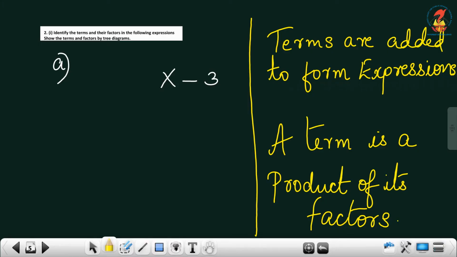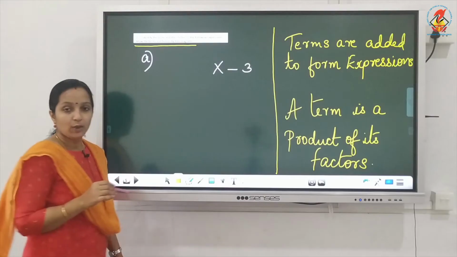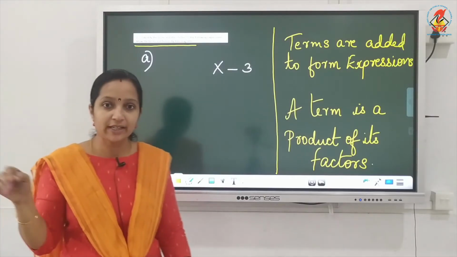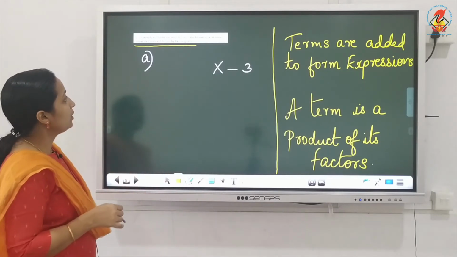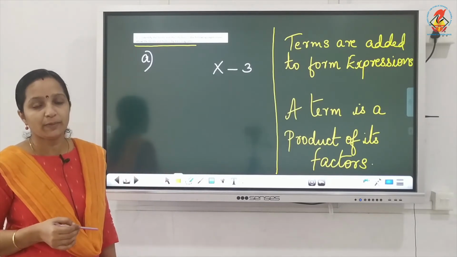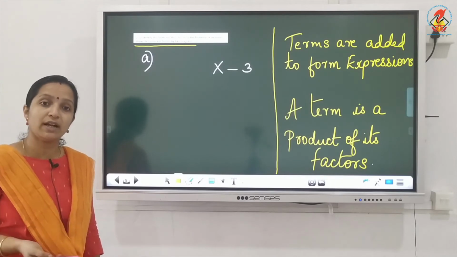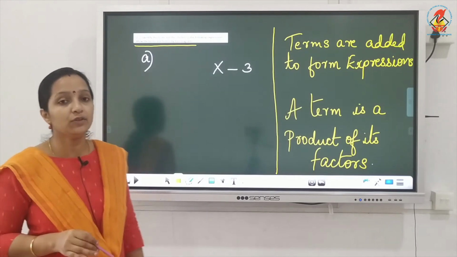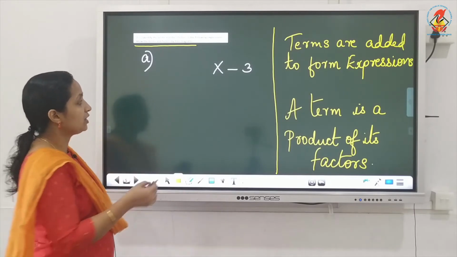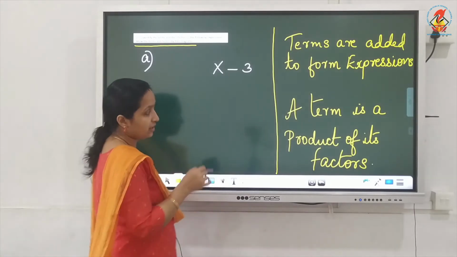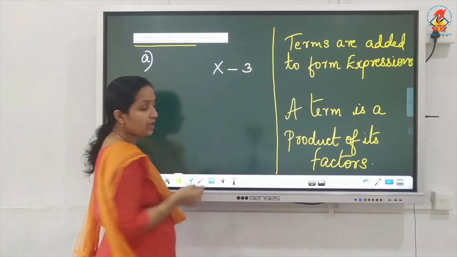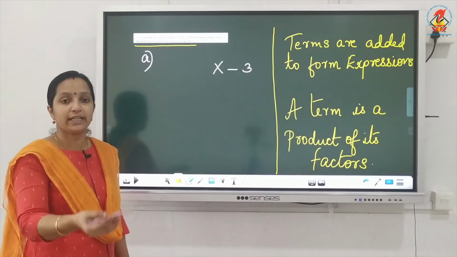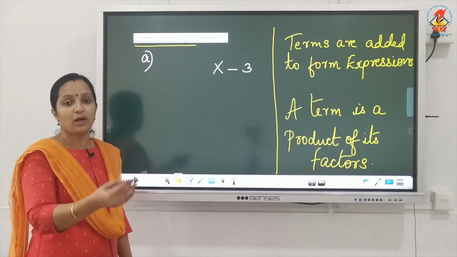Identify terms and their factors in the following expressions. Show the terms and factors by a tree diagram. We already studied the factor tree. Tree diagram you know, is it? So we know that terms are added to form expressions. We do not say terms are added or subtracted to form an expression. That's enough. Terms are added to form an expression. That means if a negative sign comes in a question, that negative sign belongs to the next term. After the negative sign, whichever term is coming, that belongs to that term.